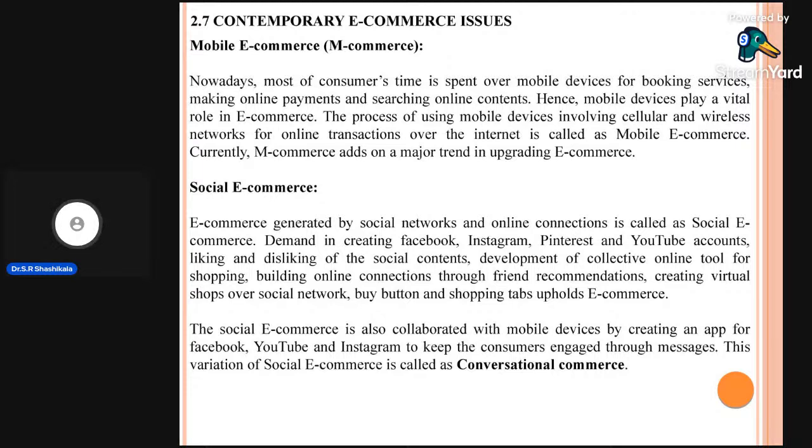Now the third unit is based on the business models for e-commerce. I'll be sharing the slide in just a few minutes.